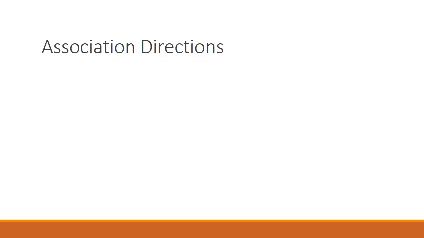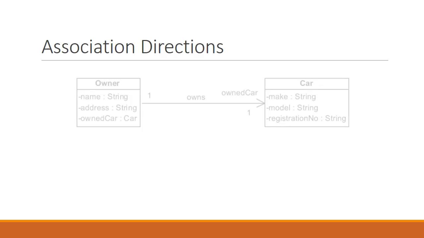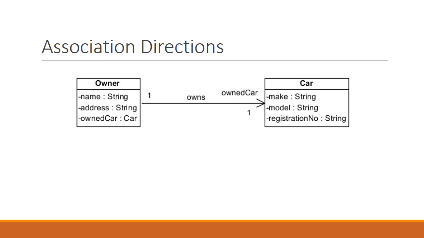Today, we'll be talking about how you design associations. The first new concept we want to introduce in today's lesson is association directions. Take a look at this class diagram.